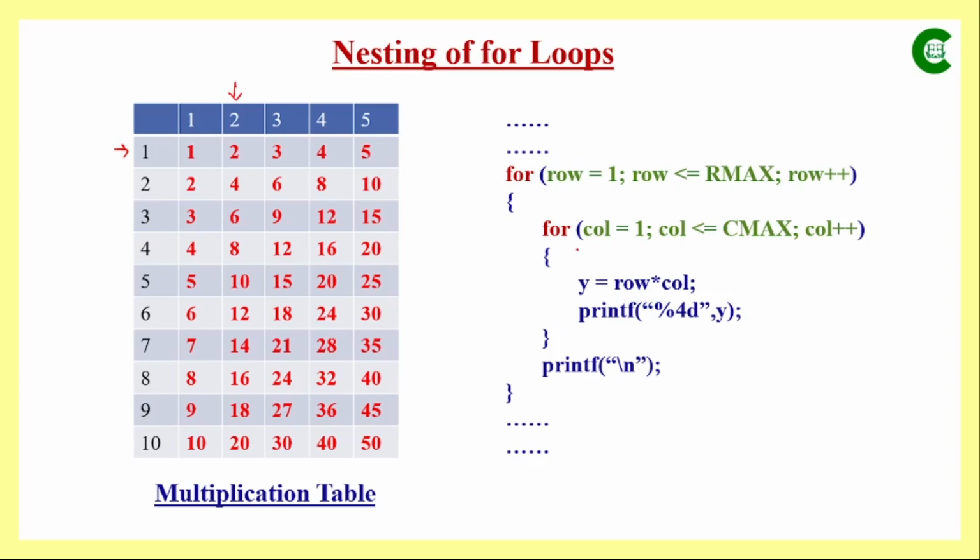And now again it will come back to this inner for statement. Counter col will be 6. So 6 is more than 5, so this inner for loop will be terminated. And now the control will come here. Here we have a printf statement which prints a new line.